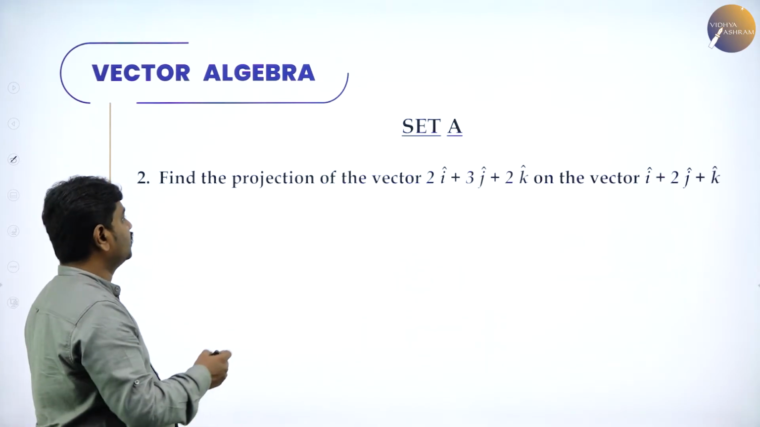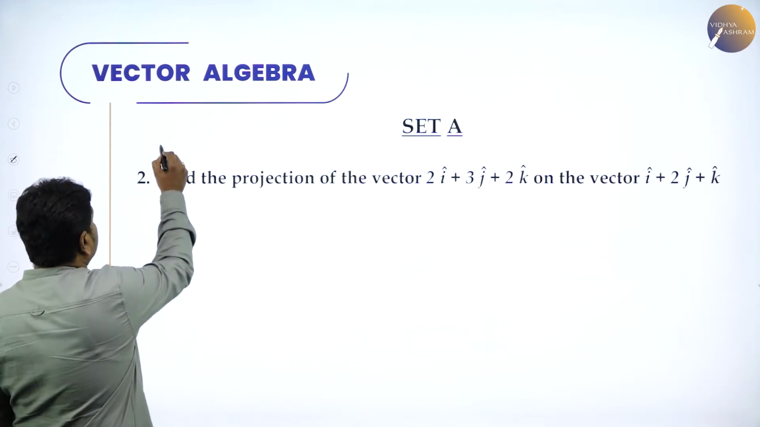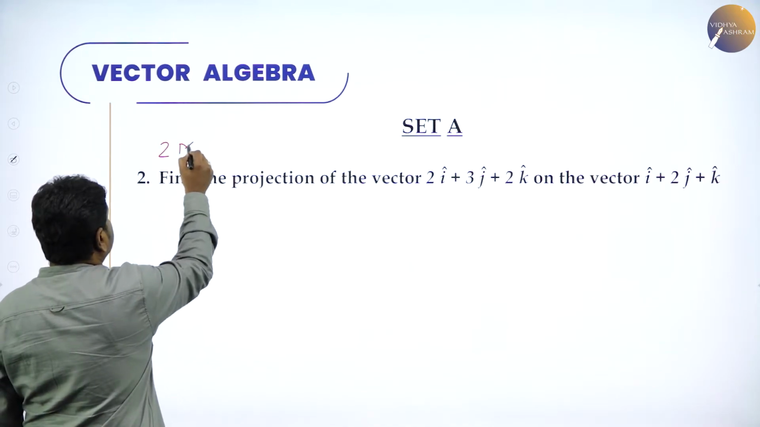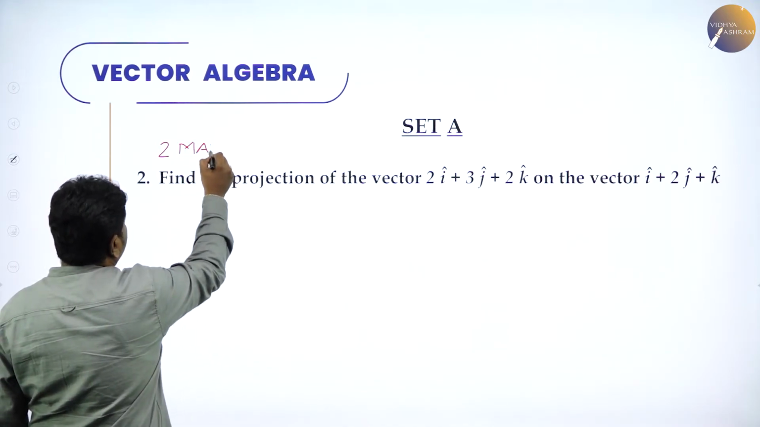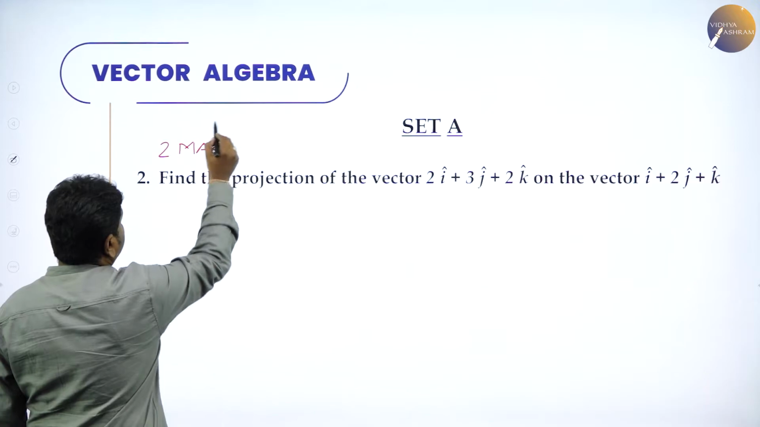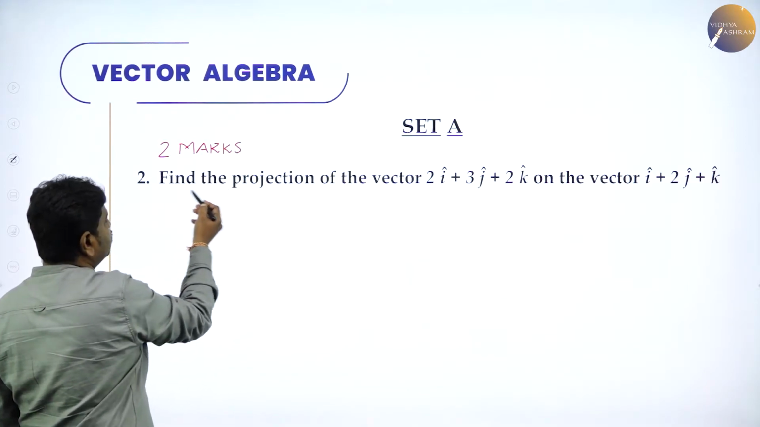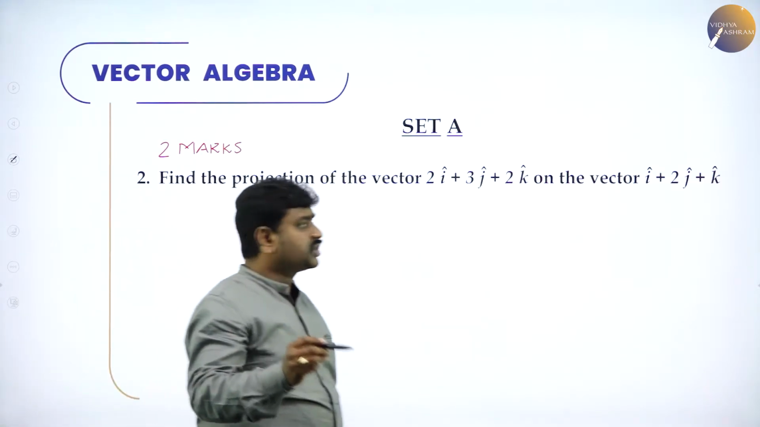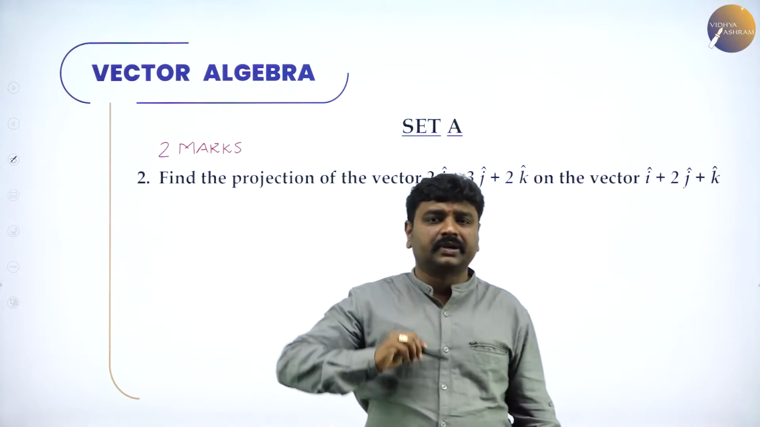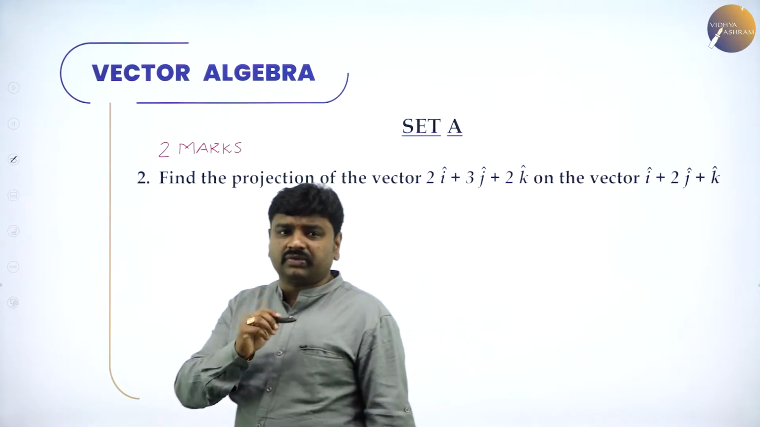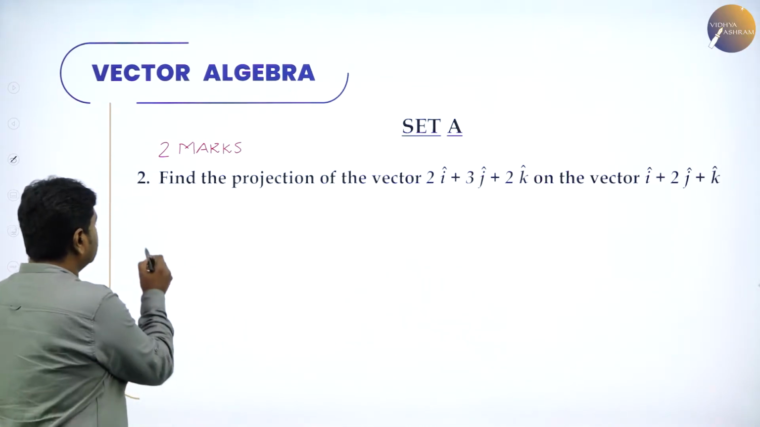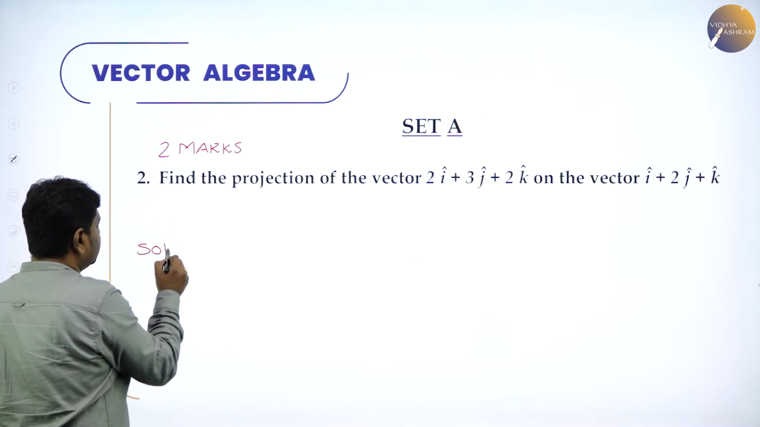And 2 markers. First question is 1 mark, now 2 markers. What sort of 2 mark questions can you expect? For 2 marks, you can expect questions of this form. They'll ask, find the projection of one vector on another vector. So find the projection of one vector on another vector. So simple, first name it.